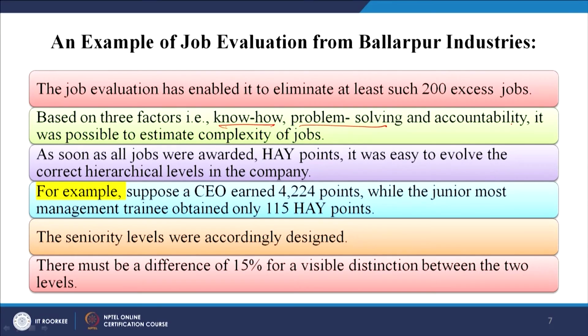For example, a nice example has been given here. Suppose a CEO earned 4,224 points, while the junior most management trainee obtained only 115 Hay points. Looking at the accountability, responsibility, problem solving and know-how, accordingly whether the person is able to meet these points or not. And if the particular employee is not able to meet, for example, if the CEO is not able to meet 4,224 points, then in that case there will be a measurement of where he is lacking, and wherever the areas of gap are there, for that purpose the training can be provided.